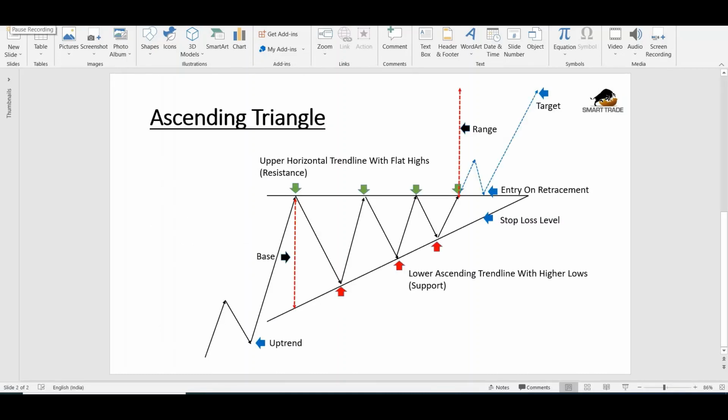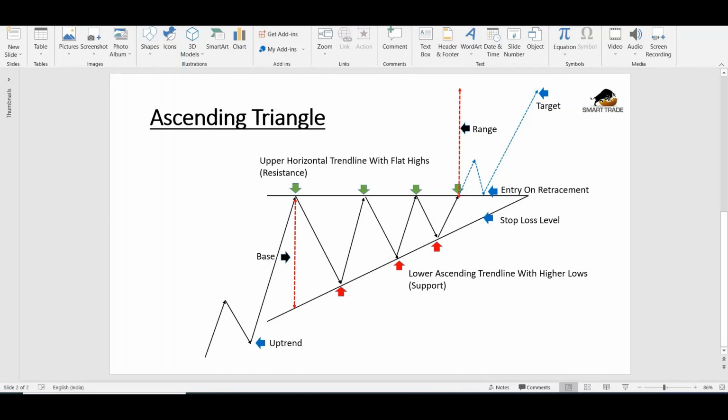So in case of an ascending triangle, we are going to only look for buys. The first criteria for the structure, as we discussed earlier, is that the stock or instrument should be in an uptrend. So this is the first criteria. The stock or instrument should be in an uptrend, and the stock should start taking support at new higher lows.